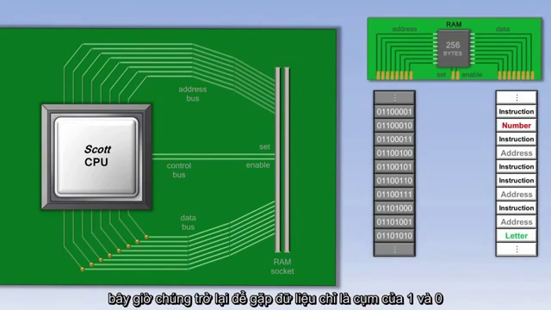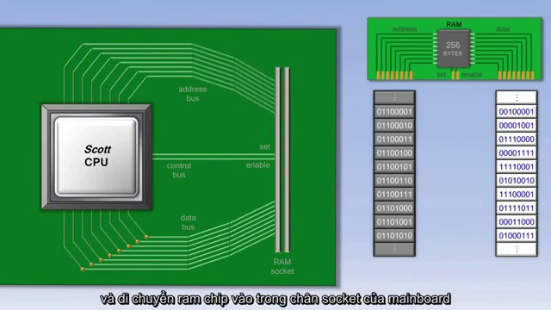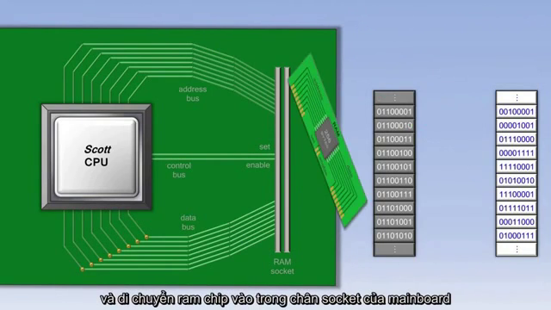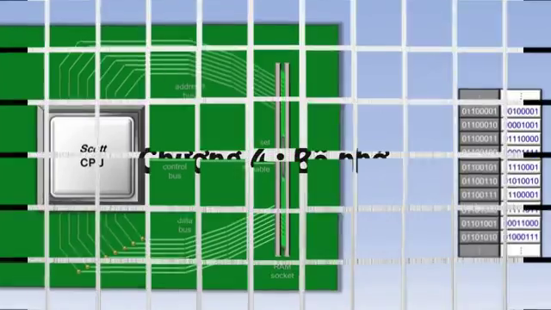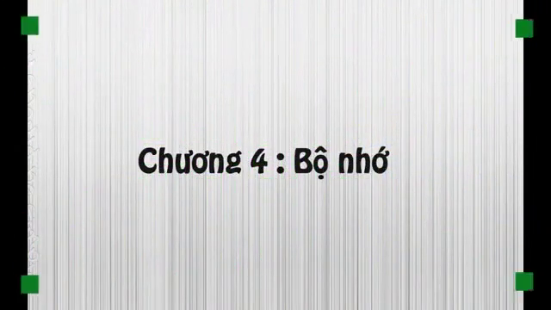Now let's go back to seeing the data as just a bunch of ones and zeros. And we'll now move the RAM chip into the RAM socket on the motherboard. We'll then group the RAM addresses and data together.